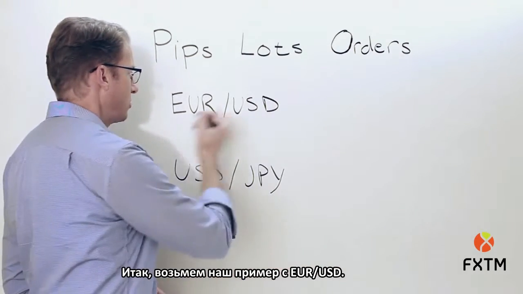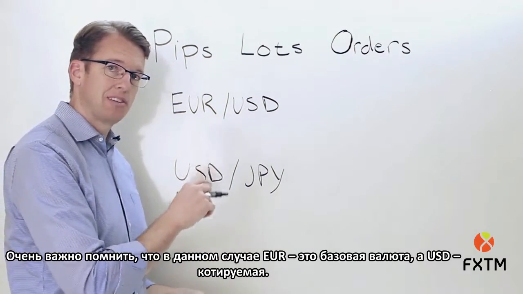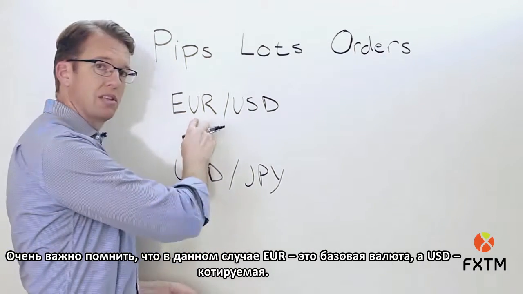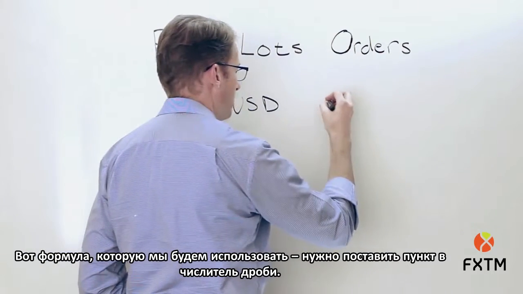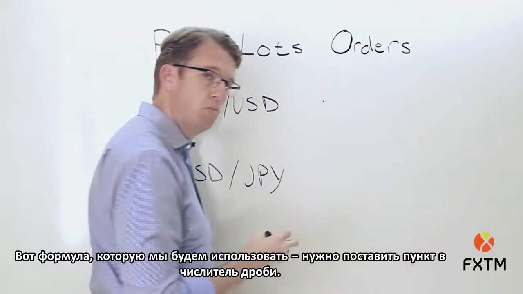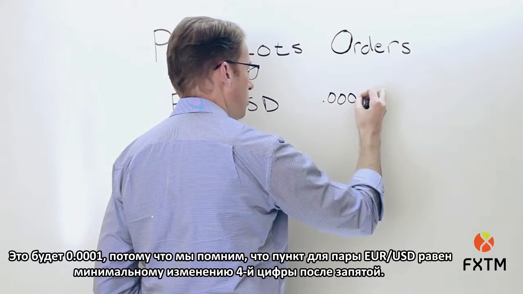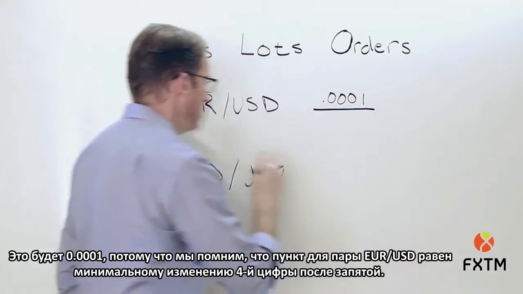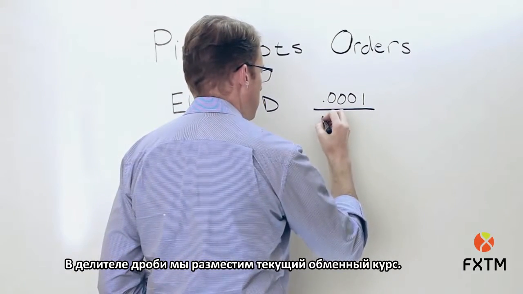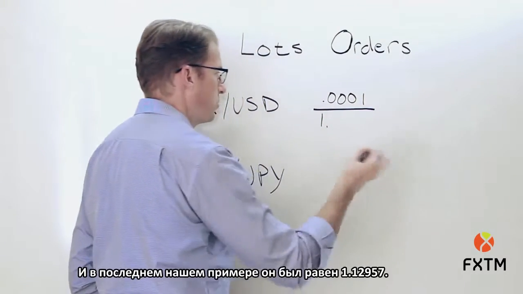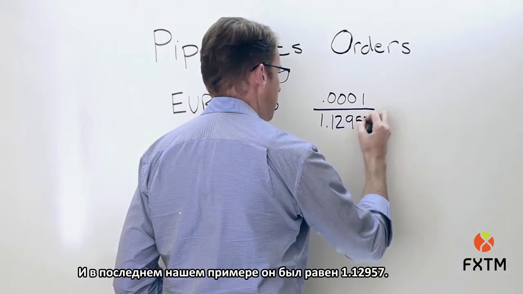Now, we'll take an example here with the euro to the US dollar. It's important to remember that the euro is the base and the dollar is the quote. So here's the formula that we're going to use. We're going to put a pip in the numerator of a division problem, 0.0001, because remember that the pip in the euro-US dollar is all the way out in the fourth decimal place. And then in the denominator, we're going to put the current exchange rate. And remember from our last example, that was 1.12957.